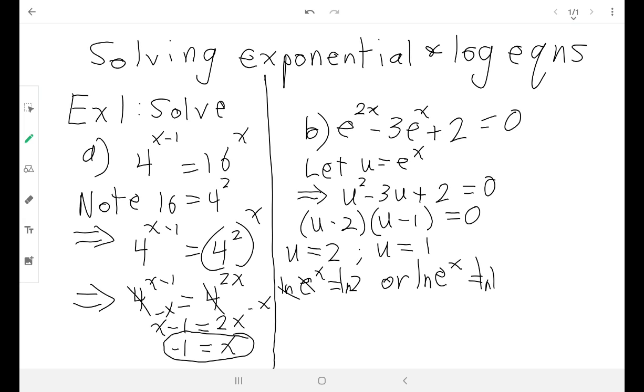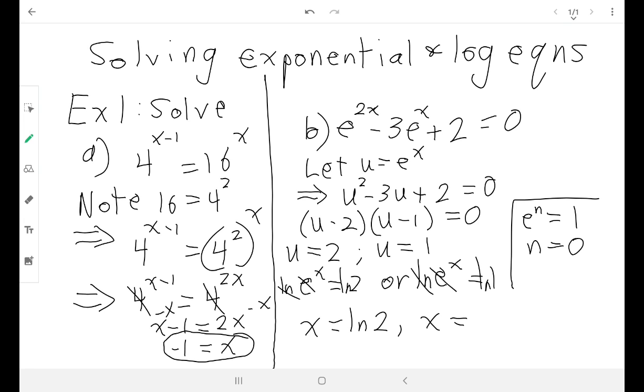The natural log cancels the e, so it gives you x equals the natural log of 2 is one of your answers. And then the natural log cancels the e and gives you x equals the natural log of 1, which means e to the something equals 1. I'll do that in a little box over here: e to the something equals 1. That means that the something has to be 0. So there's the two answers for that one.